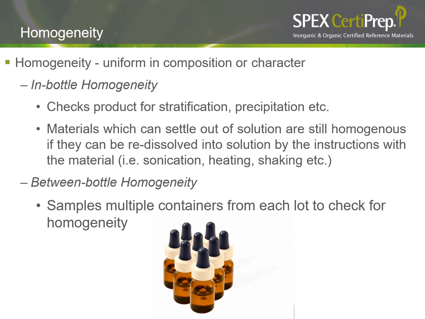And between-bottle homogeneity is very important. For example, samples are taken from multiple containers from each lot to check for homogeneity, so it should be the same between the bottles as well. The property and the compound should be the same.